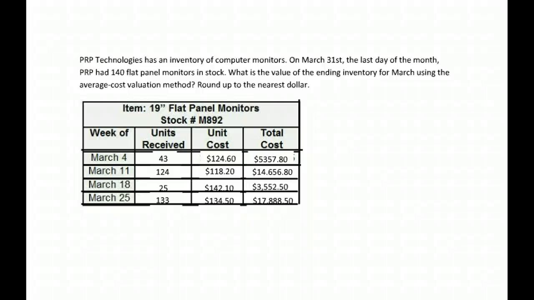Alright, we're going to be talking about different ways to calculate the value of your inventory that you have in your store. There are 3 different ways to do it. We're starting with what's called the average cost method. Okay, so that's the first one we're going to go over. And this one is the most work.